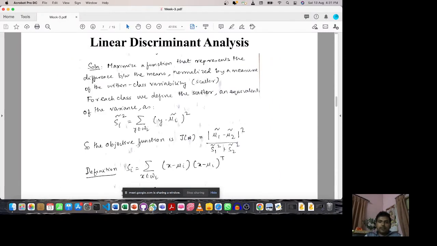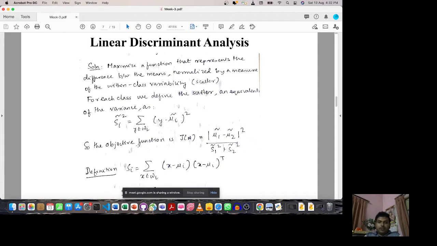So, the objective function of linear discriminant analysis as given by Fisher was mu1 bar minus mu2 bar, which is the difference between the two means. I take a square of them and I divide by the summation of the variance of both of them, which basically means I normalize them by the variance of each class. The numerator is also known as the between class variability, and the denominator is known as the within class variability.